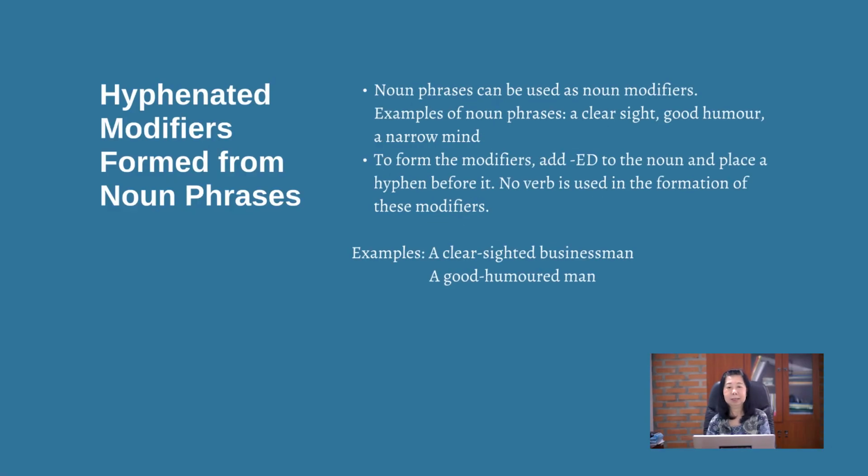When noun phrases are used as noun modifiers, like a clear sight, good humor, a narrow mind, then you have to add -ed to the noun and place a hyphen before it. There is no verb used in the formation of these modifiers. A clear-sighted businessman, a good-humored man. You see a hyphen before sighted and a hyphen before humored.